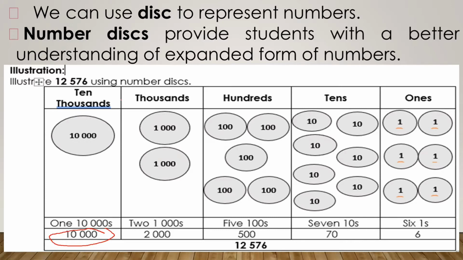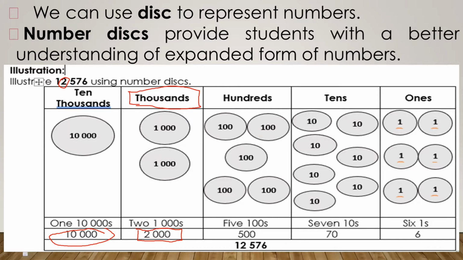Next naman natin is 1,000. Yung digit niya sa ating given ay yung ating 2. Therefore, ilang thousands ang meron tayo? Meron tayong dalawang thousands. Therefore, the value is 2,000. Since dalawang thousands ang meron tayo, we have 2 discs as well. Ayan yung tinatawag natin discs, yung mga bilog na yan.